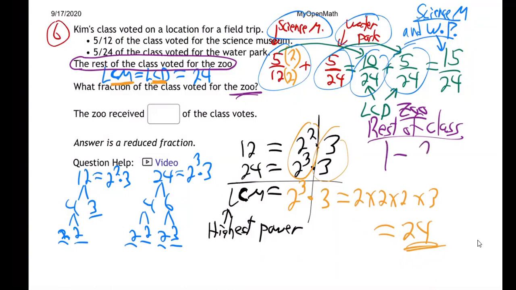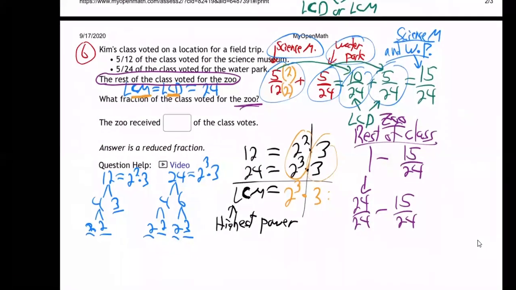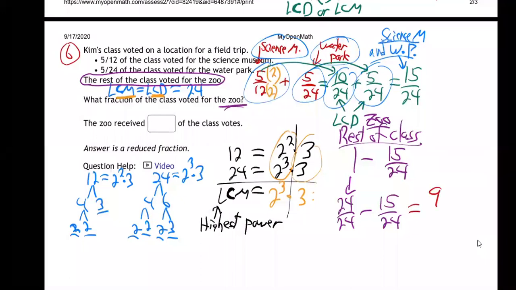Beautiful. One whole class, right, which is 24 over 24. I'll do it more slowly, but you're right on the money. We've got to subtract from one whole class, take away from the whole class. 15/24 voted for the Science Museum and the water park, and so we've got to take that away from one whole class. One whole class, you know that's 24/24. Subtract 15/24. And so that equals what? 9/24, doesn't it?